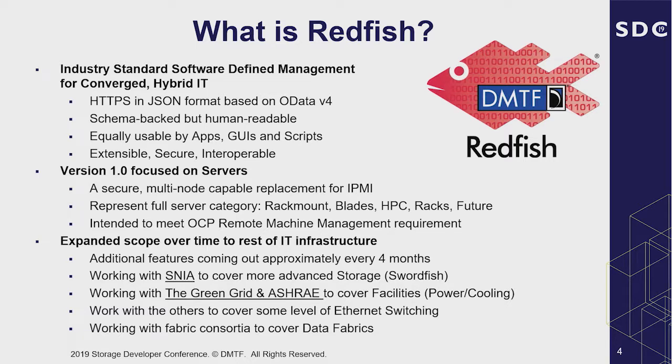Again, 1.0 was focused on servers. We had people going through and removing stuff from the spec before it went out the door to make sure it was IPMI compliant. And then we started adding stuff back to it. Additional features come out about every 4 months from the Redfish forum. And then we've got a whole slew of industry partners we're working with: SNIA Swordfish, Green Grid and ASHRAE to cover facilities, power and cooling. Working on Ethernet switching. We've got work with Gen Z, and then there are some folks bringing IP in for fabrics. We've got PCI in there as fabrics. So we've really thought about how that back end looks as well as the front end, and when we need to expose it versus when we don't.